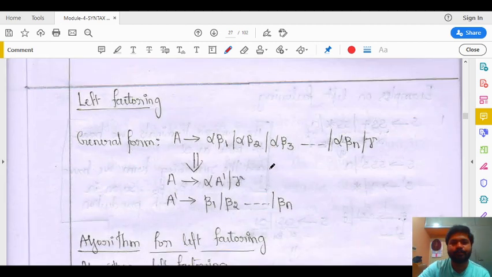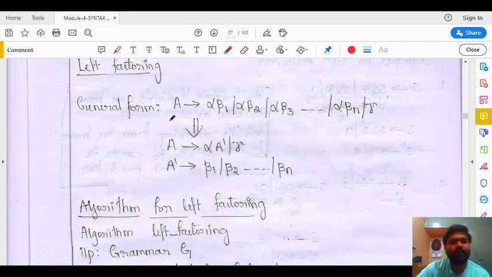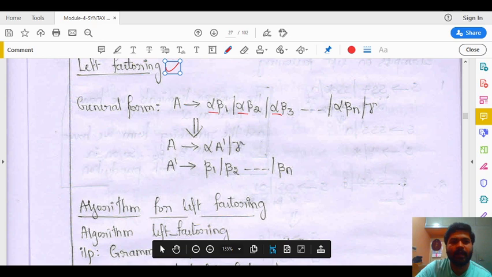Similarly, working out with the left factoring, A tends to, this is the case. When do I say that it's a left factored grammar? I have the same symbol which is repeating. So I should not have that particular grammar which will be repeating on the right hand side. So how do I eliminate that particular case?